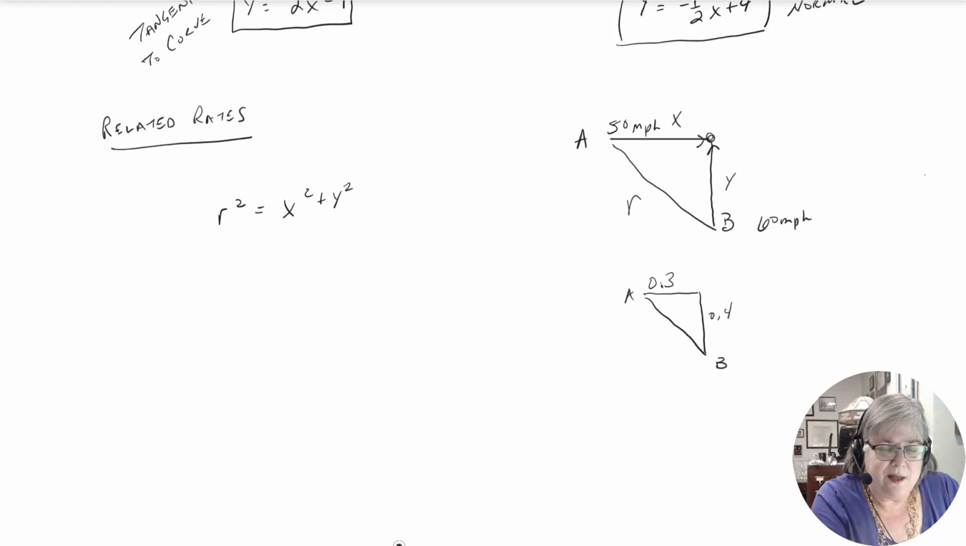So then we're going to take the derivative. And when you're looking for a related rate and they're asking you how quickly, how fast, what's miles per hour, something like that, it's a time derivative.